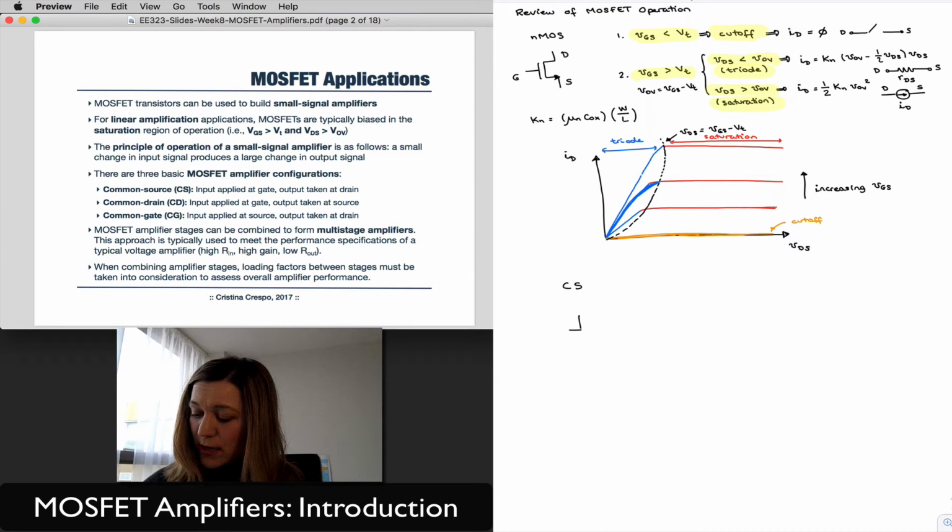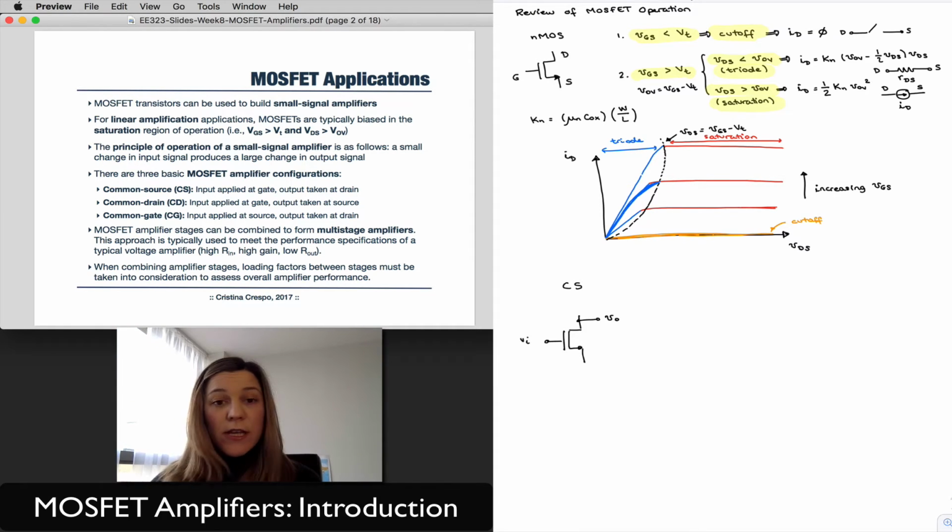Our circuit will look like this for an MOS transistor. This will be the input, this will be the output. If it looks like this, it will be a common source circuit. Again, normally we assume that the source is the common terminal in that case.